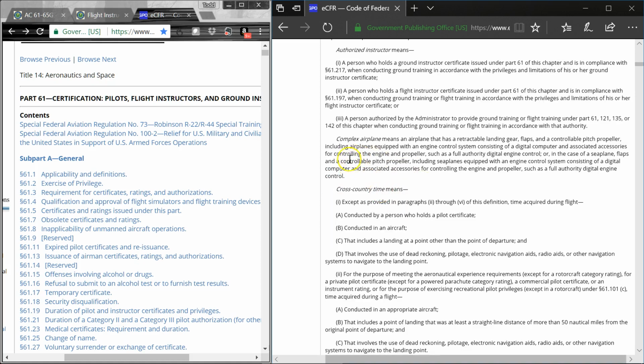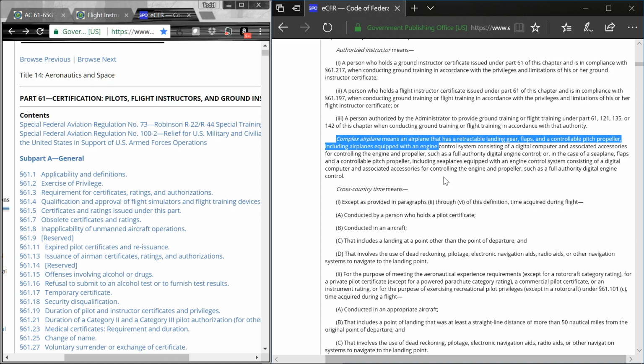For you complex guys, for those who don't know what the word complex means, this is a big one too, because on each rating you have to fly with a single engine or multi-engine. You have to fly a complex airplane. It says a complex airplane means an airplane that has retractable landing gear, flaps, and a controllable pitch prop, including airplanes equipped with a digital engine control system like the DA-42 Twin Star. So the question I ask on this as an examiner is, is a Learjet a complex airplane? And the answer is no, it's not a complex airplane.